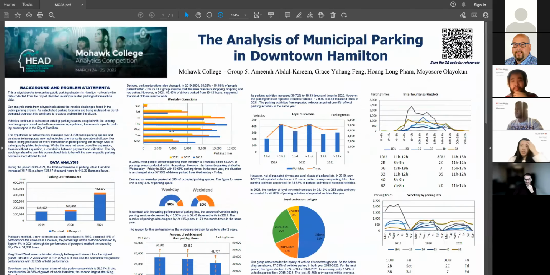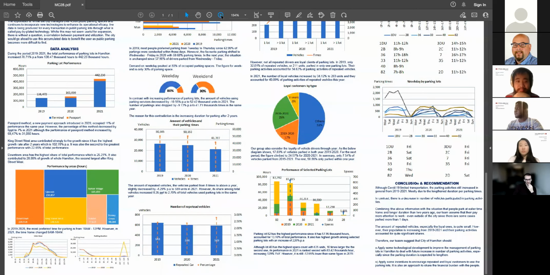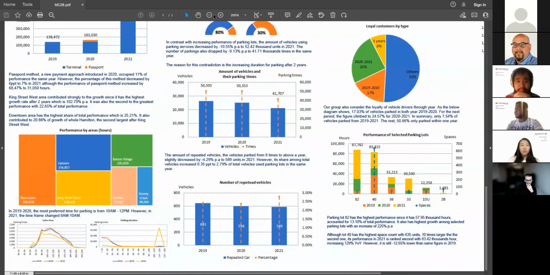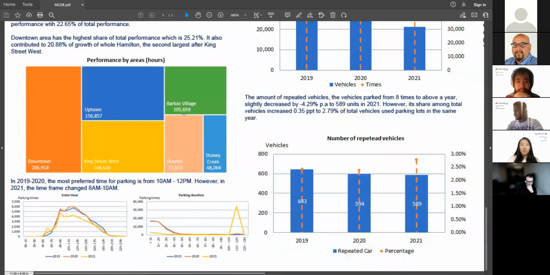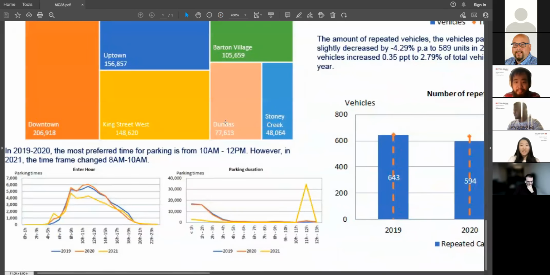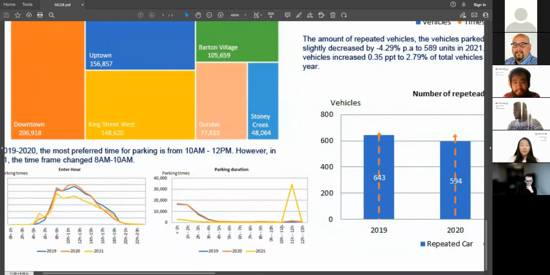Yeah, so I can explain about this. We did investigate the reason why there is such a change between 2019, 2020, and 2021. You can see the blue peak, and the yellow peak indicates 2021. So we suspect that people living in Hamilton are back to work instead of working at home. So they need to park around the services or their working spots. Therefore, there will be a very long duration of their parking.